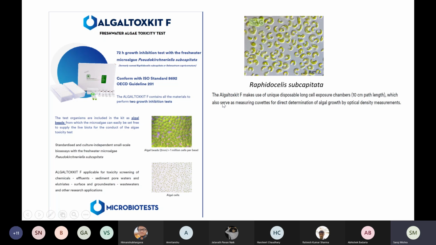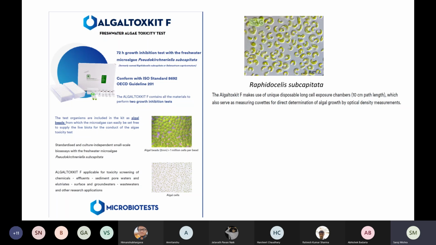Okay, and this, the algal tox kit F, makes use of unique disposable long cell exposure chambers, which also serve as measuring cuvettes for direct determination of algal growth by OD measurements. So all that you have to do is, there is a vial which you just empty out, and in the 10 centimeter path length cuvette, you add a certain amount of the sample of the water which you want to test.